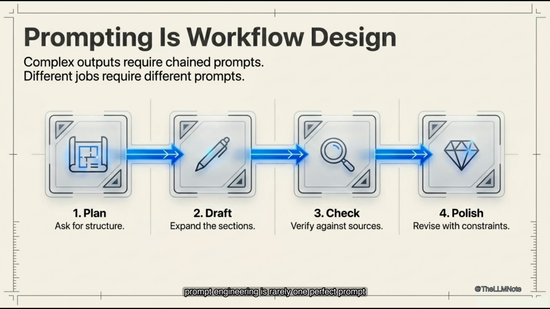In real work, prompt engineering is rarely one perfect prompt. It is a workflow. First, you ask for structure, then you ask for critique, then you revise with constraints, then you verify against source material. Complex outputs often need chain prompts because planning, drafting, checking, and polishing are different jobs.